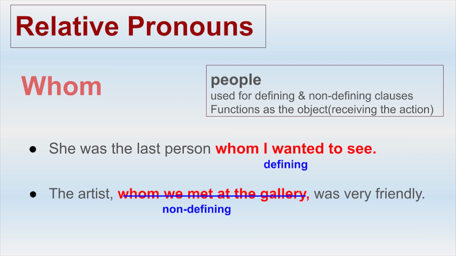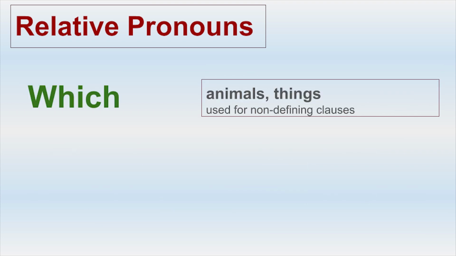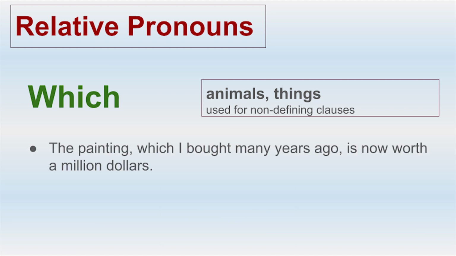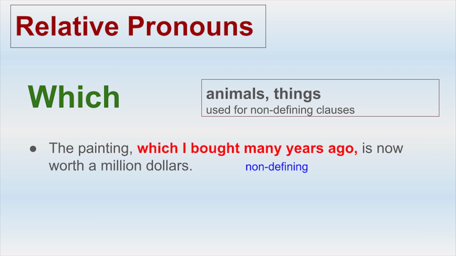Let's now look at how we use the relative pronoun which. Which refers to animals and things. It is used only for non-defining clauses. Here's an example when we use which to refer to things. The painting which I bought many years ago is now worth $1 million. Which I bought many years ago is a non-defining clause.